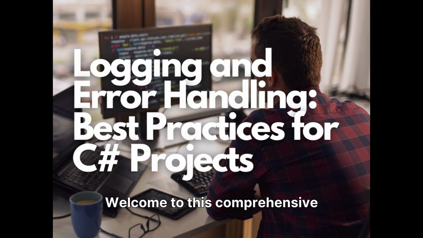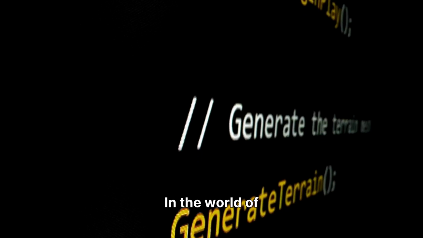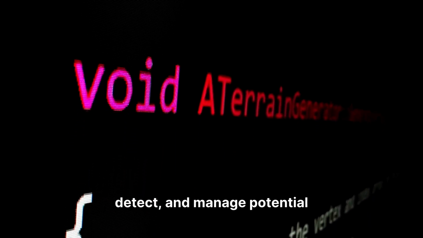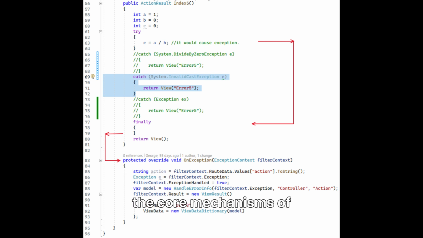Welcome to this comprehensive guide on C# error handling, a crucial skill for building robust and reliable applications that can gracefully manage unexpected issues. In the world of software development, errors are inevitable. Understanding how to anticipate, detect, and manage potential runtime issues is absolutely essential for any C# developer. This video will demystify the core mechanisms of C# error handling: try, catch, finally, and throw, making these fundamental concepts clear and easy to grasp for beginners.